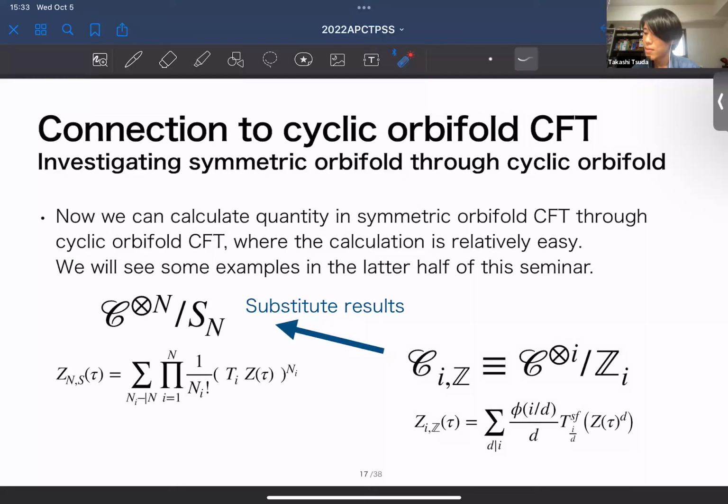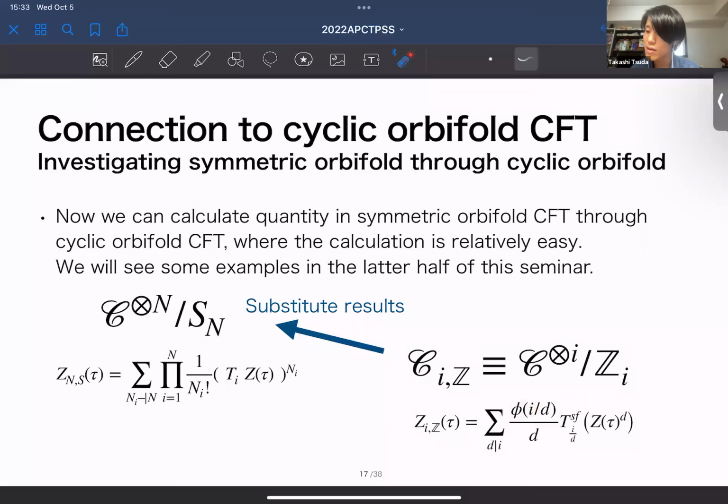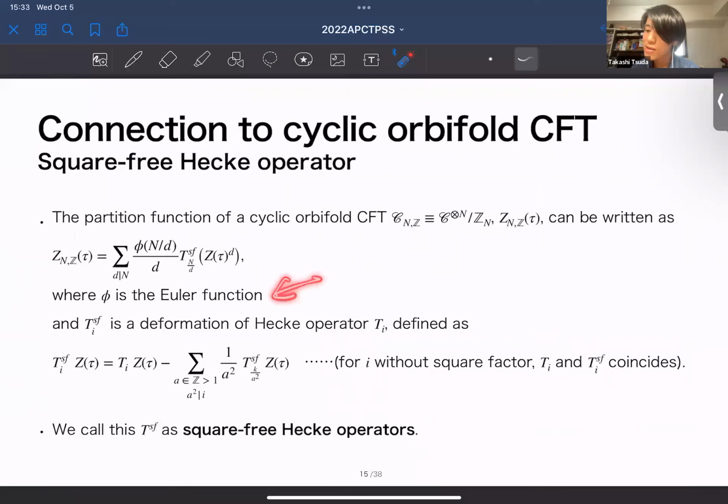Okay, thank you. What is phi of d again? This phi is the Euler function. Phi of n counts the integers less than n that are co-prime to n. So if we take a prime number p, then this is p minus 1. For the case 3, this is trivial, and for the case 4, this is 2. Got it.